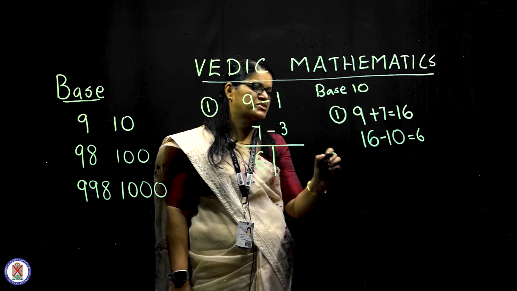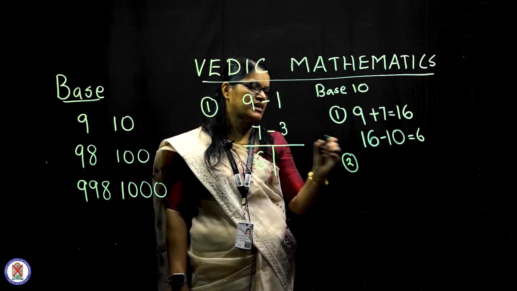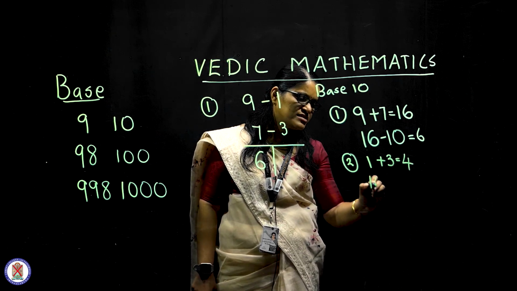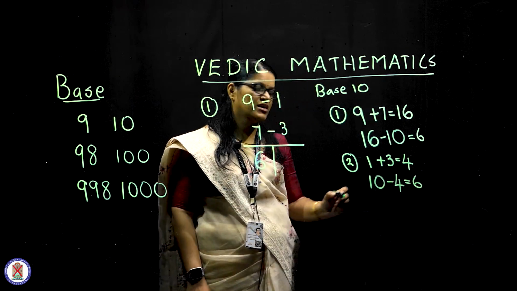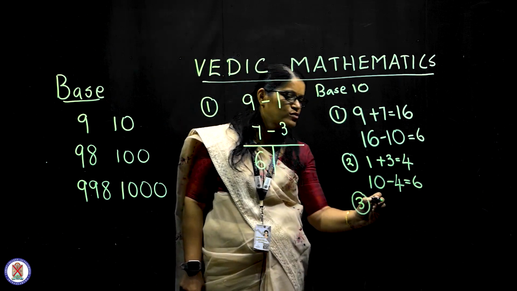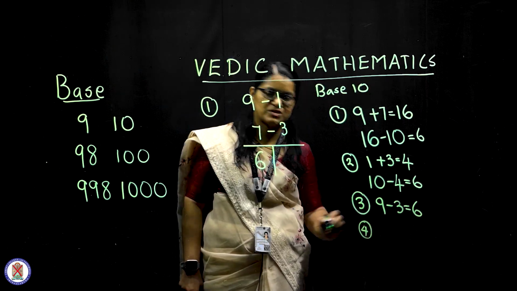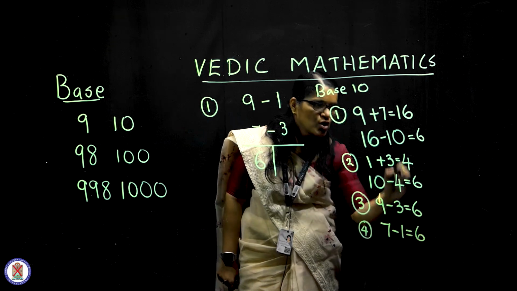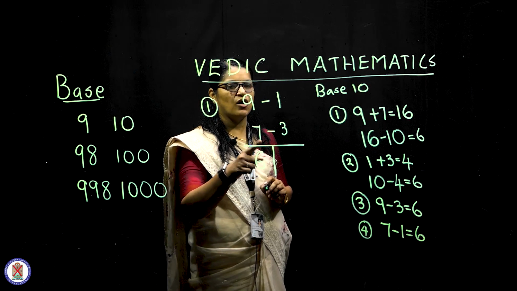This 6 can be obtained in 3 more ways. The second method is you add 1 and 3. 1 plus 3 gives you 4. Then the base minus 4 gives you 6, the same number as this one. Another method is cross subtraction. 9 minus 3 also gives you 6. The fourth one is also a cross subtraction. 7 minus 1 gives you 6. So, any of these four methods can be used to get the left hand side portion of the answer.